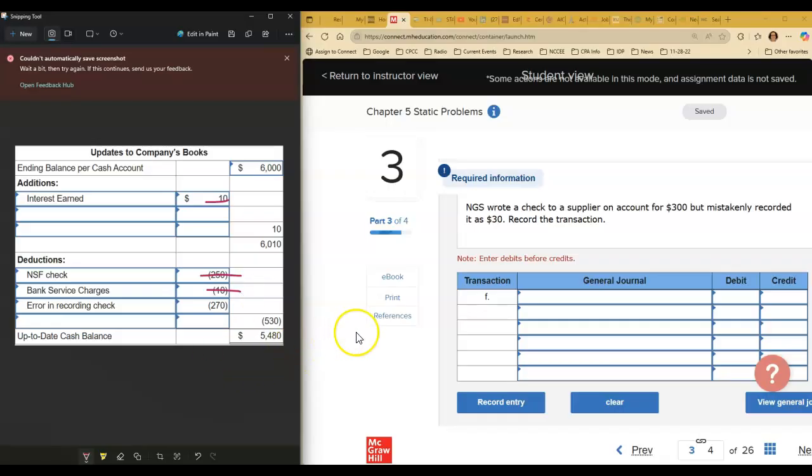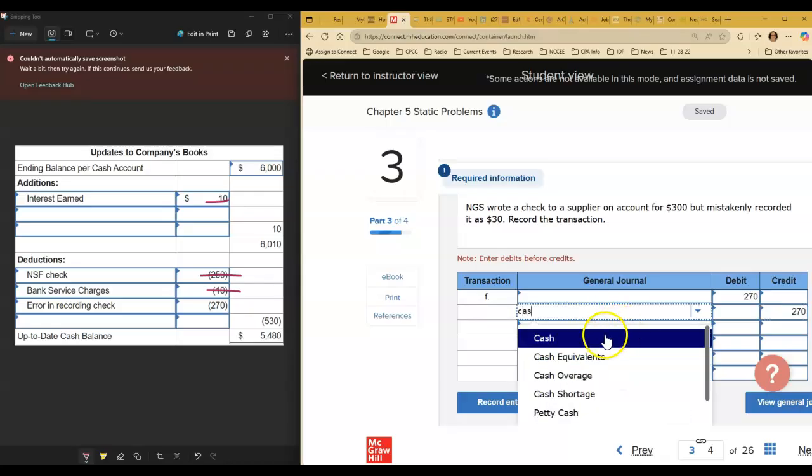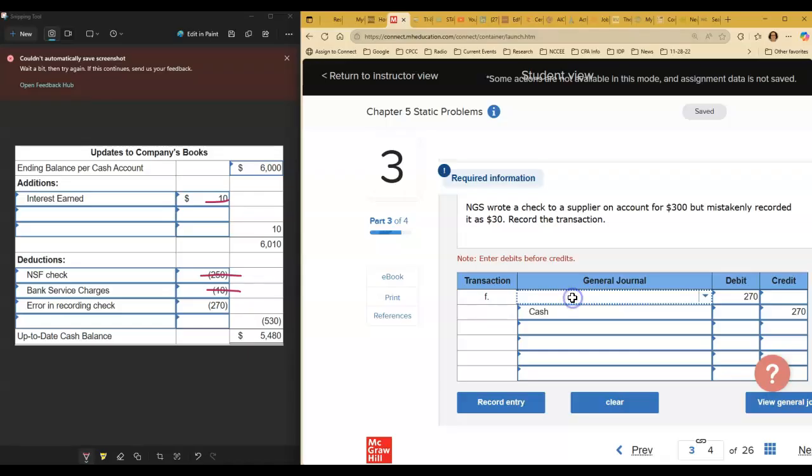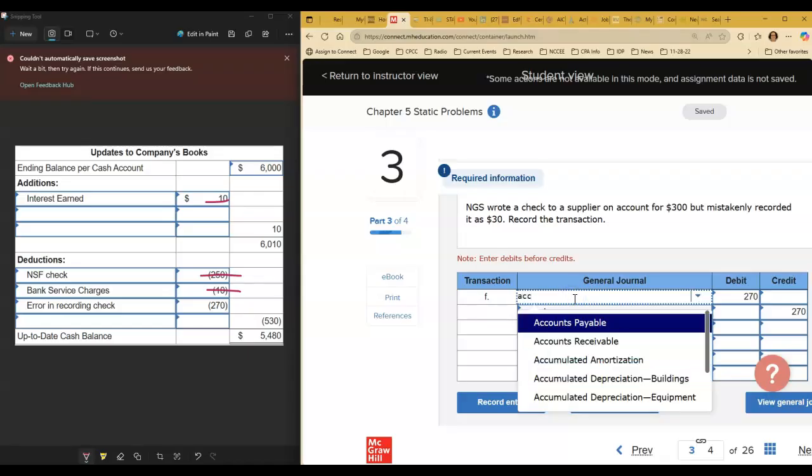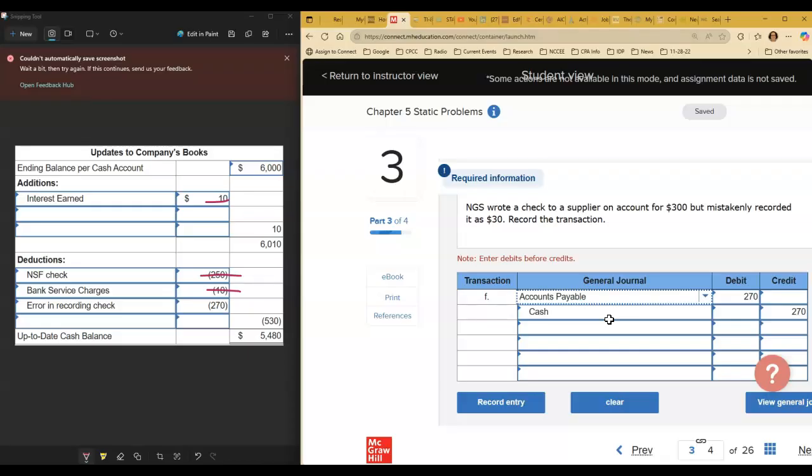Okay. All right, Nicole's Getaway Spa wrote a check to a supplier on account for $300, but mistakenly recorded it as $30. So again, we're reducing everything by $270. We've already got that on the books. We know that cash is going down. Oh, good. Accounts payable, right? Because when we recorded that $30, not only was cash reduced by too little, but accounts payable was reduced by too little. Okay? Good.